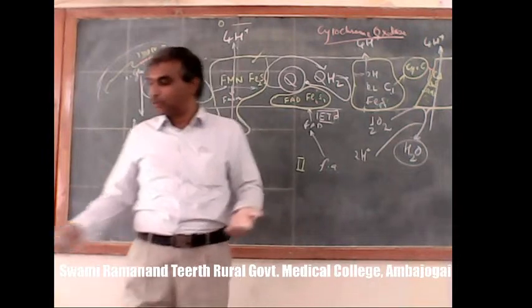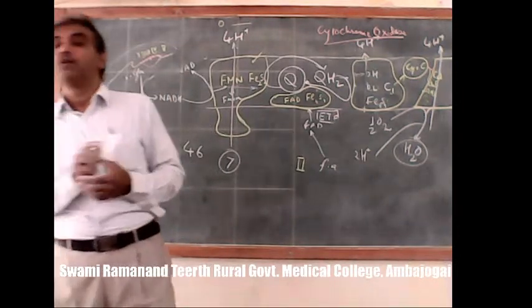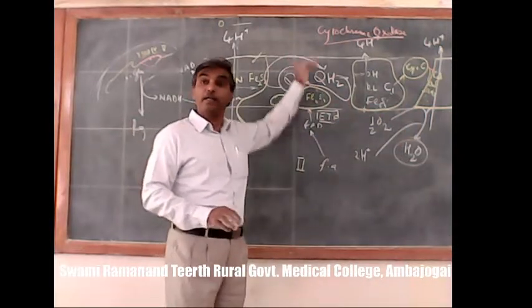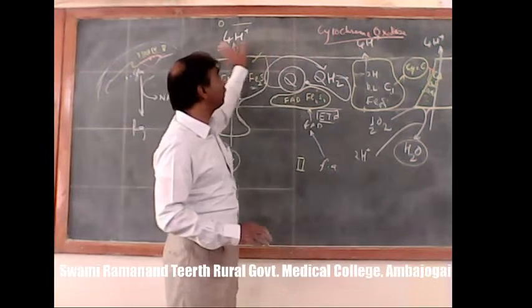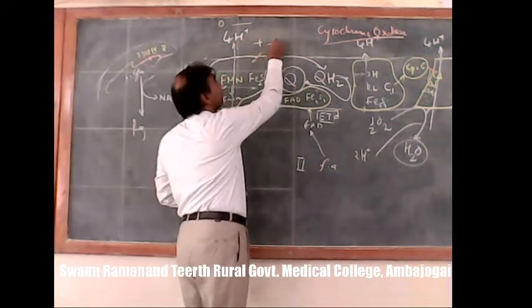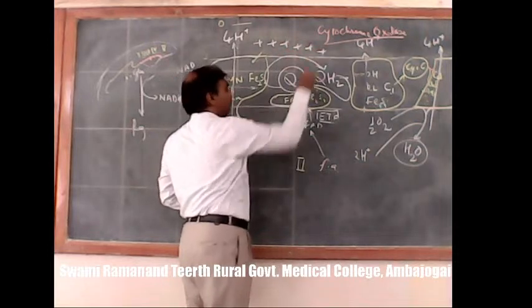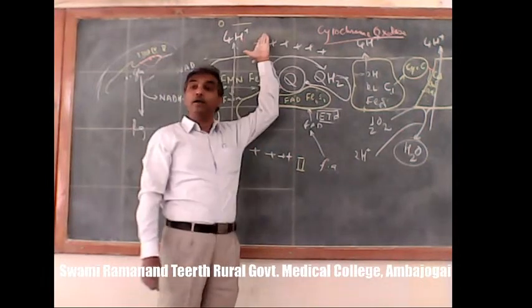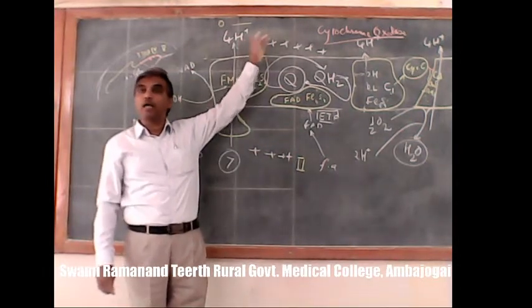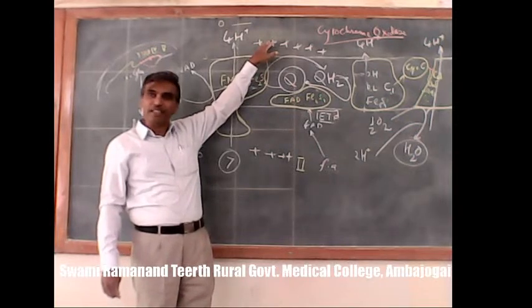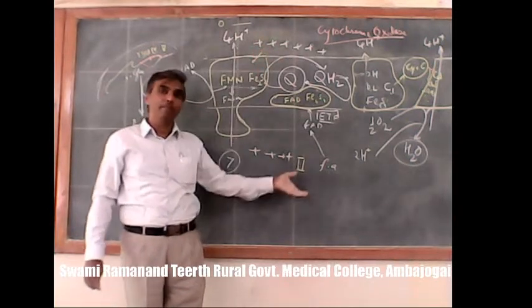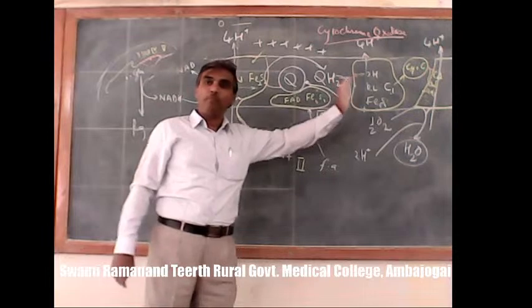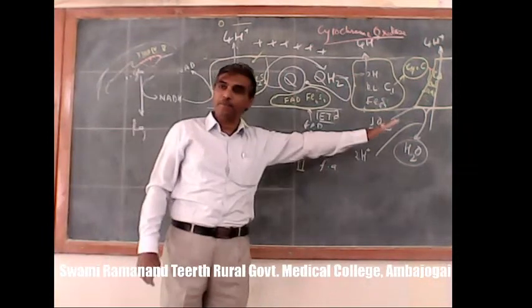Now what happens next? What happens next is these transported protons in the inner mitochondrial membrane get accumulated. So relatively more protons or more hydrogens are in the inner membrane space than in the matrix, whenever there is flow of electron from substrate finally to the oxygen.